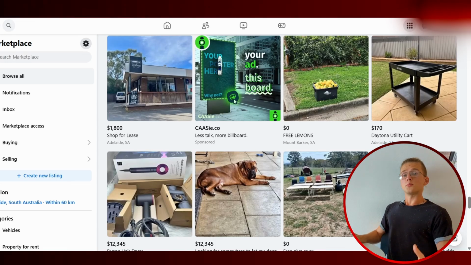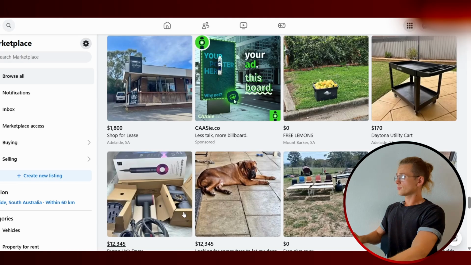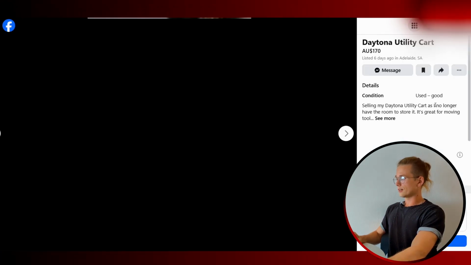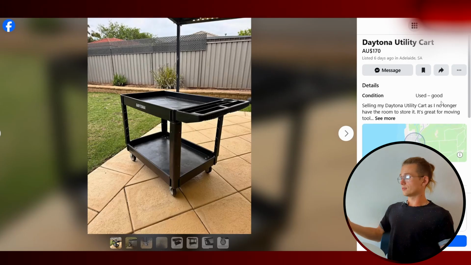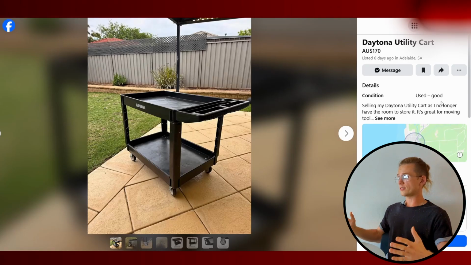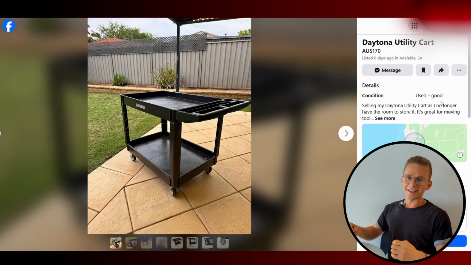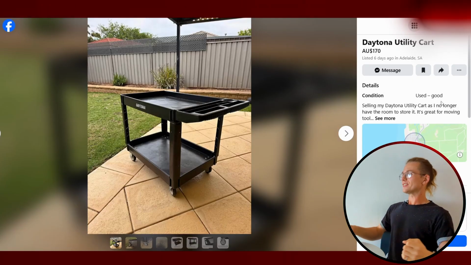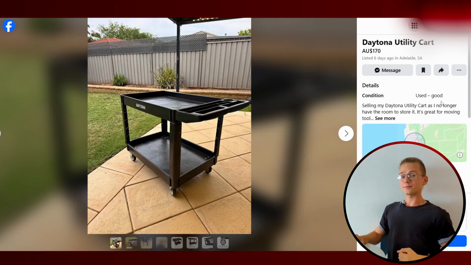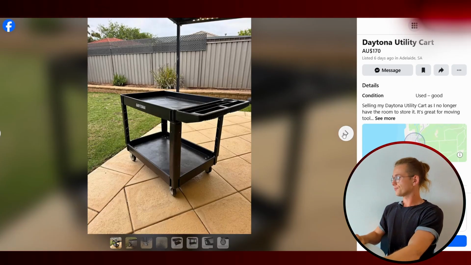I'm not familiar with the pricings of these items, but let's look at this Daytona utility card. If you look at the thumbnail, the lighting is pretty good. It was photographed at a very nice angle, and you can see this seller actually cleaned the item. He cleaned it, which is fantastic. I love seeing that stuff. Very, very nice that they did it. Now, the title is Daytona utility card.